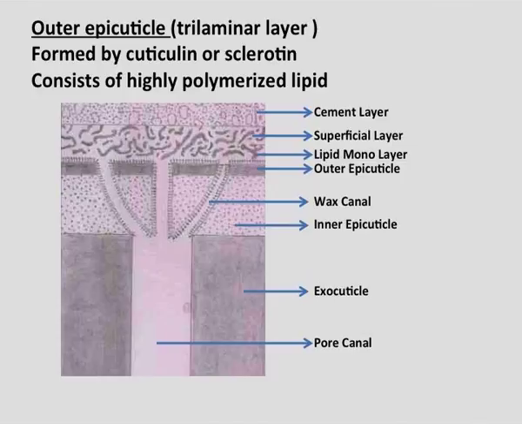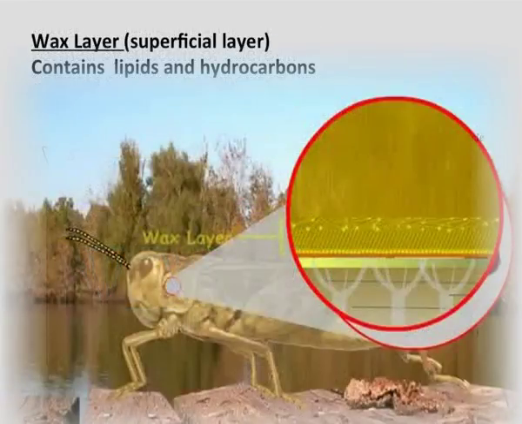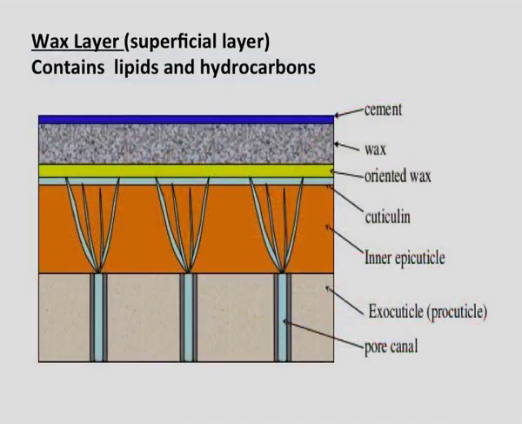It is formed by cuticulin or sclerotin and it consists of highly polymerized lipid. So, the next layer is the wax layer. This is also a very important layer. Why? Because we will see. It is a superficial layer and it contains different components like lipids and hydrocarbons. So, it is important. Why? Because the hydrocarbons are responsible for attraction of the insect. For example, it is mainly present in ants. We can see in our homes also the ants, they go one by one, because of the hydrocarbon only.